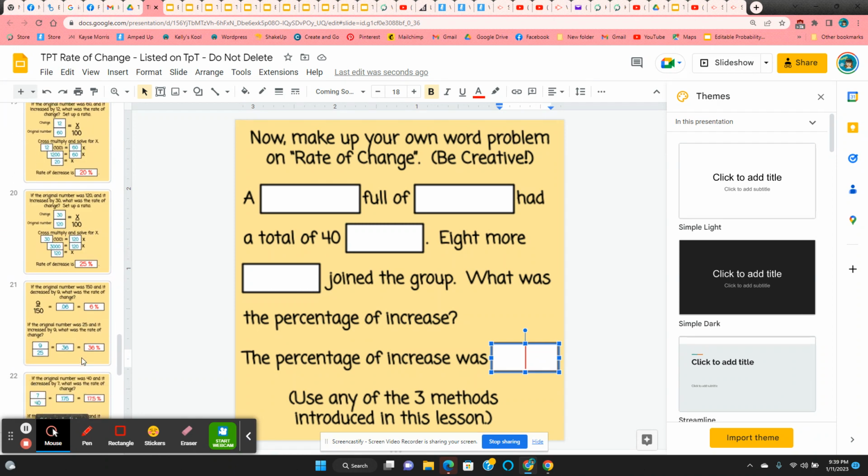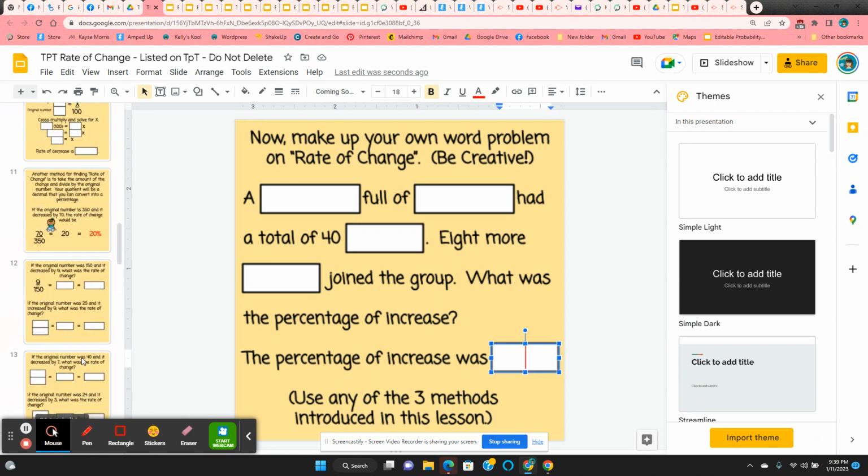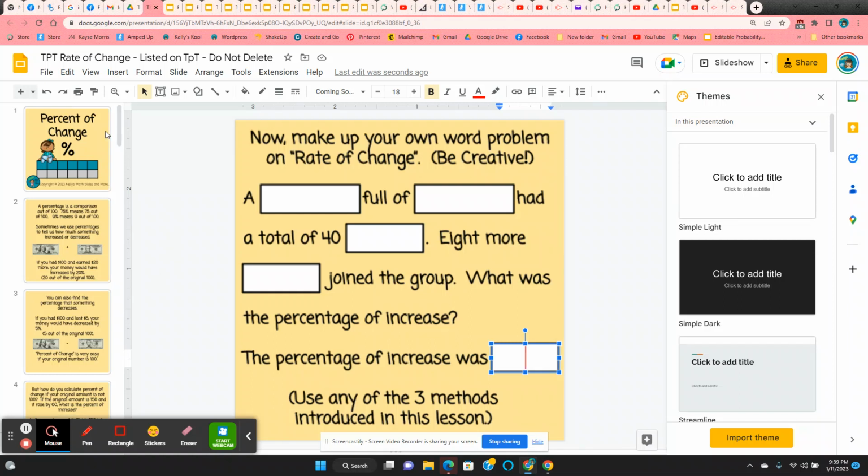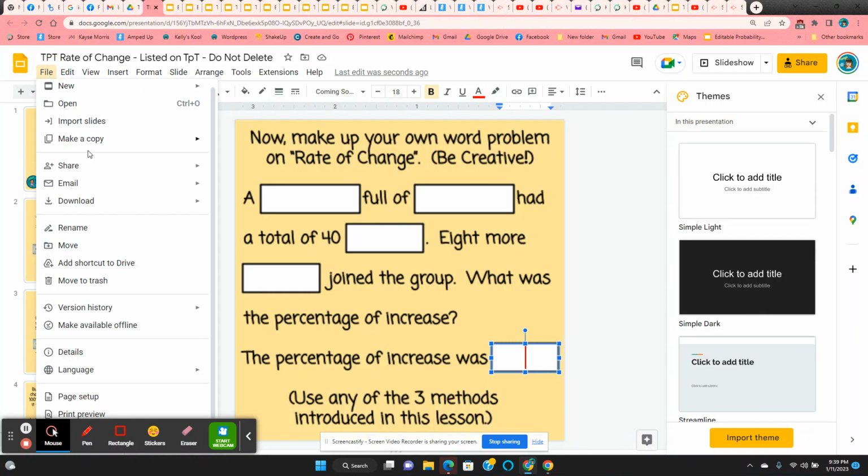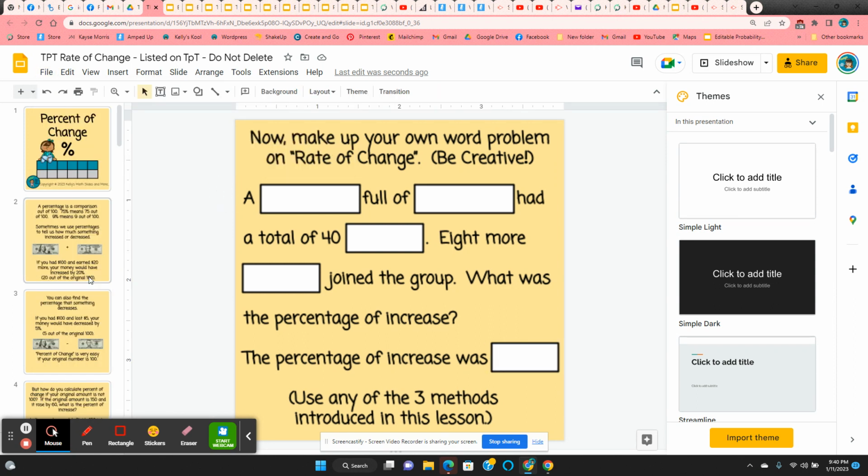All of the teacher slides are on here for the teacher. So if you want to assign this to the students, just come up here to File, make a copy of the entire presentation, and then for the student copy, you can just delete the completed slides.